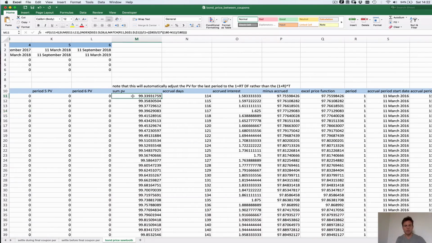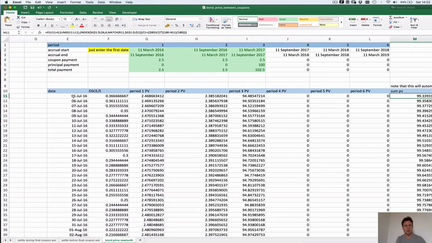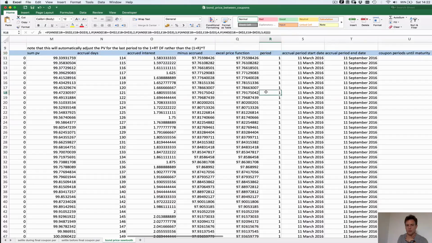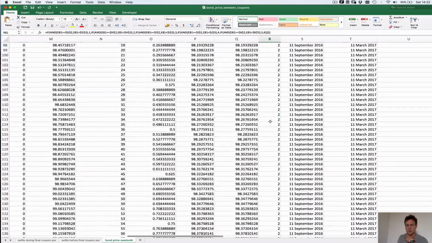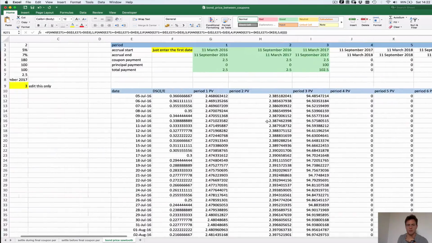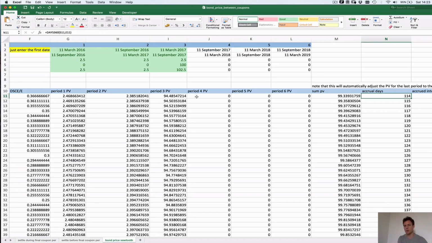Then what we do is we add the present value of the cash flows together. So let's take the first day. We're saying on the 5th of July 2016, we are midway between the first accrual period. You can see over here, this period column tells us which period we're in. So these dates are all in period 1, then we move into period 2, then period 3, etcetera. So 5th of July is midway through the first accrual period, and it's actually 114 days into it.